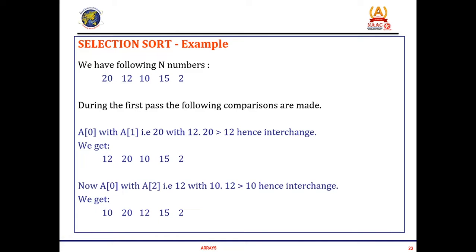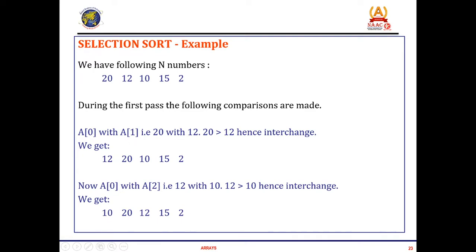During the first pass, the following comparisons are made. A of 0 with A of 1, that is, 20 is compared with 12. We find 20 greater than 12, so we interchange and we get the elements as 12, 20, 10, 15 and 2. Then we again compare the first element, which is the newly obtained element. Initially A of 0 was 20. After the interchange, A of 0 became 12.